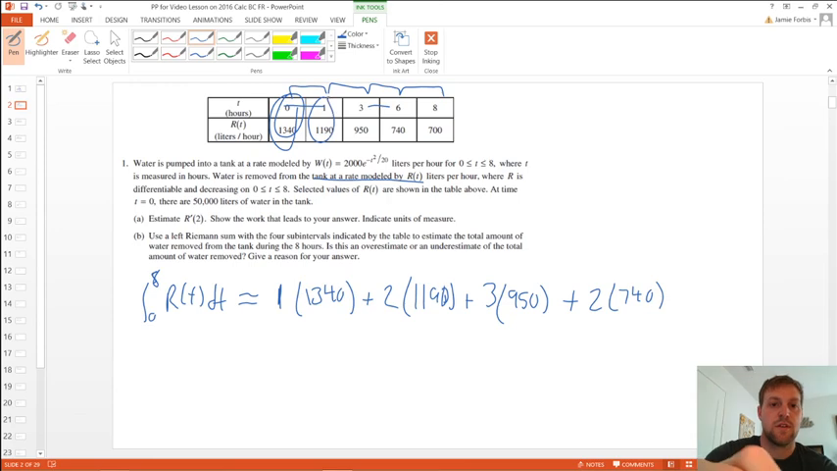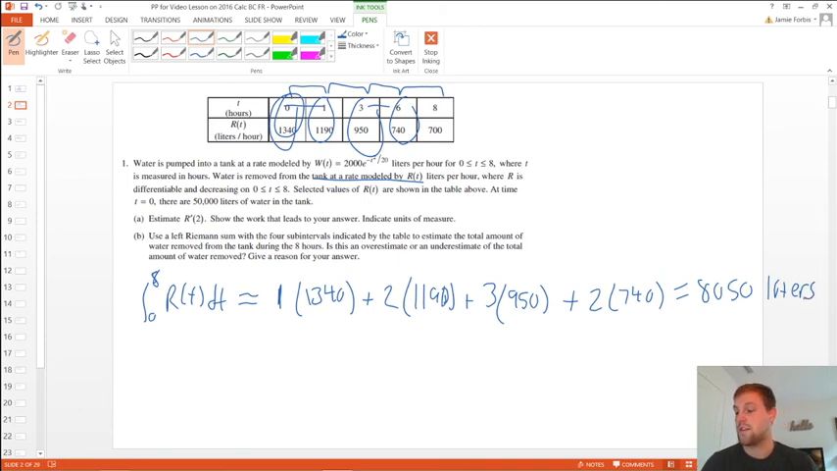Again, we used these values here, and it's Calc Active, so you should be able to just type that all in your calculator and actually get the answer. It ends up being 8,050 liters. Now it also wants us to indicate if this is an over approximation or an under approximation.